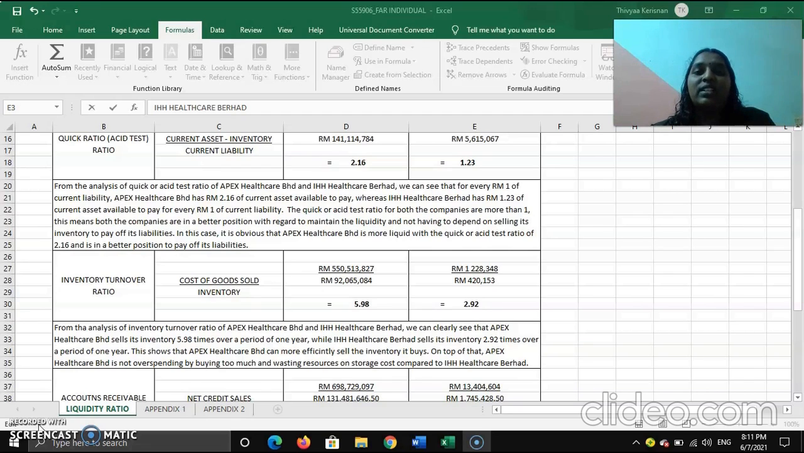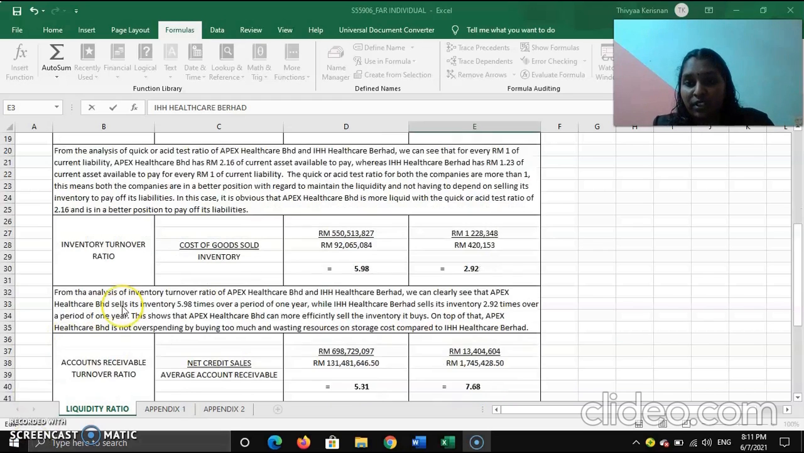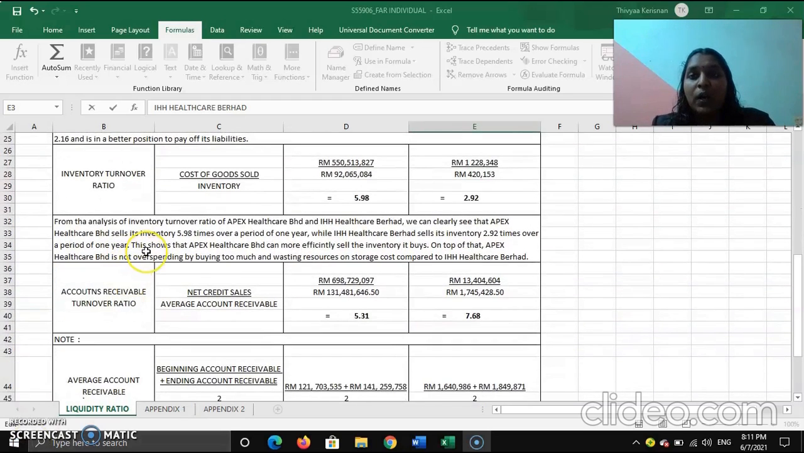Next, inventory turnover ratio. Inventory turnover measures how fast a company sells inventory. A low turnover implies weak sales and possibly excess inventory, also known as overstocking. A high ratio, on the other hand, implies either strong sales or insufficient inventory. The formula of inventory turnover ratio is cost of goods sold divided by inventory.